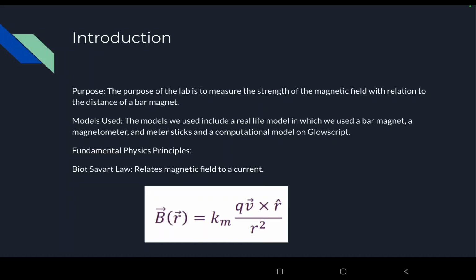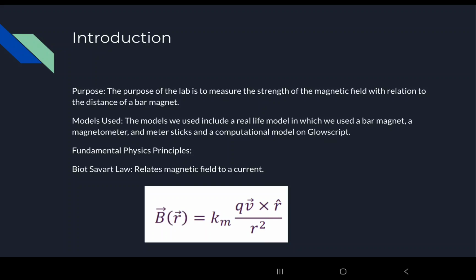2212 Lab 4. The purpose of this lab is to measure the strength of a magnetic field in relation to the distance from a bar magnet. The models we use include a real-life model, which includes meter sticks, a magnetometer, and a bar magnet, along with a computational model in GlowScript.